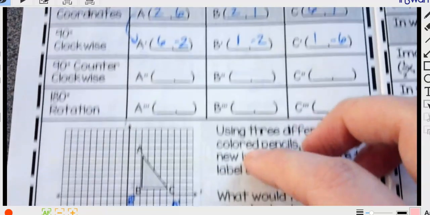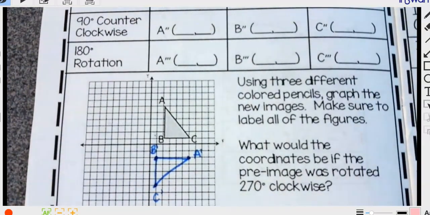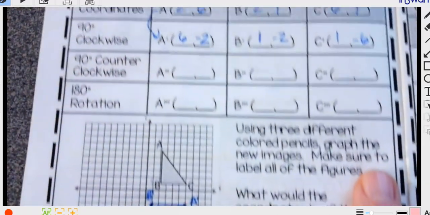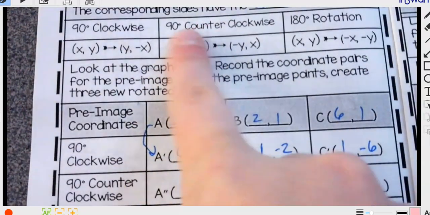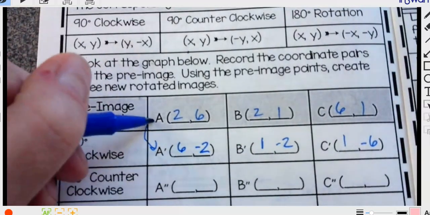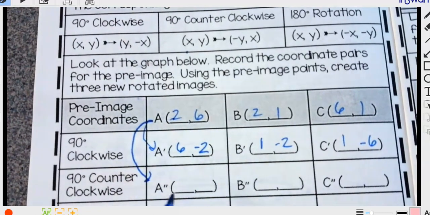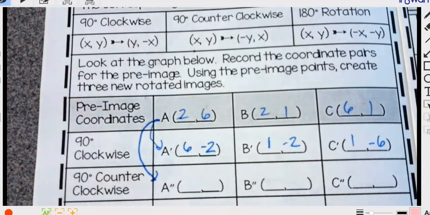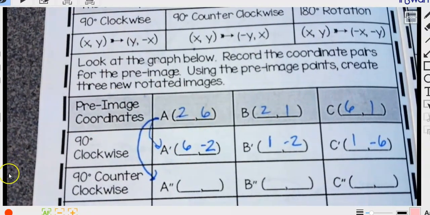Okay? I'm going to pause first. So, go ahead and get that drawn and labeled. I'm going to pause for just a second, and what I want you to do is look at this 90 degrees counterclockwise, and I want you to then go, so we're starting with A. So starting with these points, go down here and do what it says. You're going to switch them, but now instead you're going to change the y value.